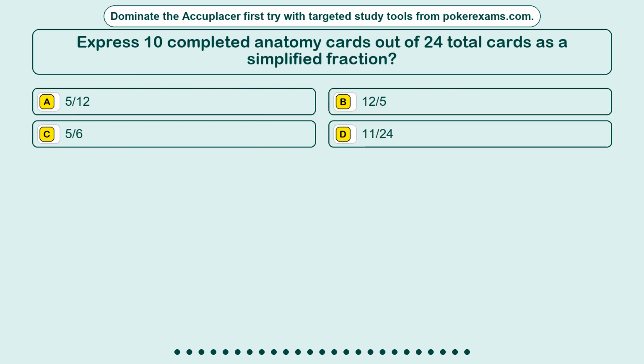Question 2. Express 10 completed anatomy cards out of 24 total cards as a simplified fraction. Option A, 5/12. Option B, 12/5. Option C, 5/6. Option D, 11/24.